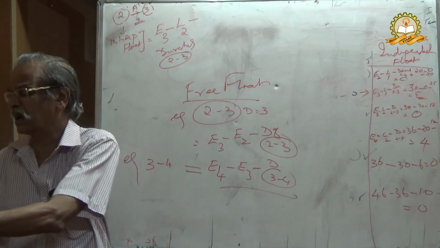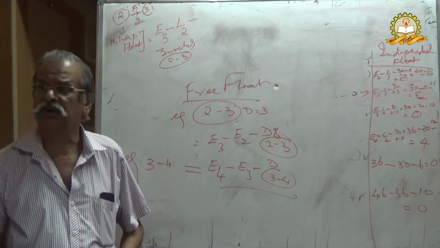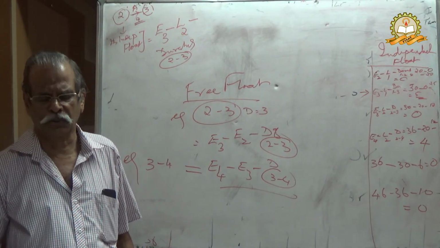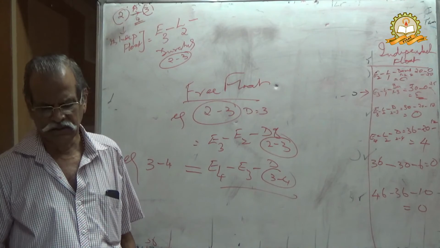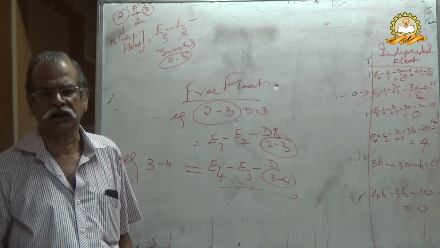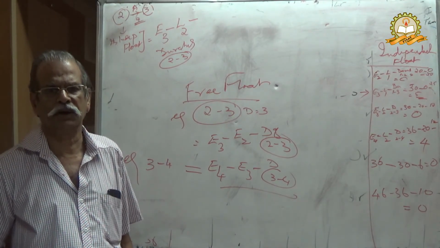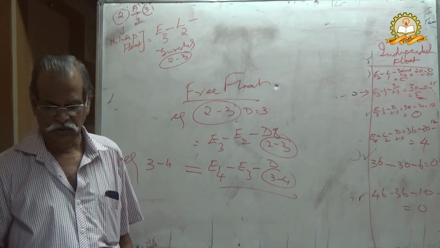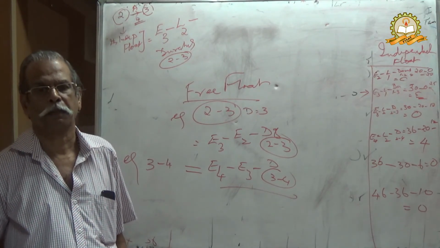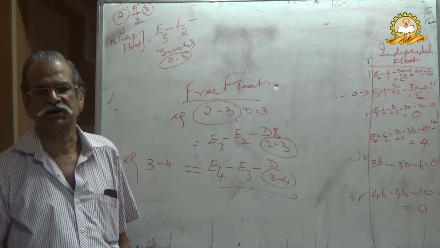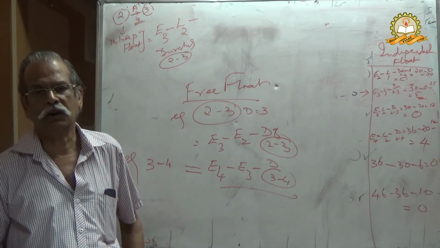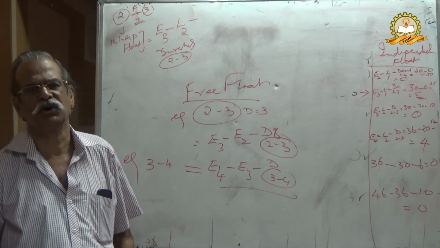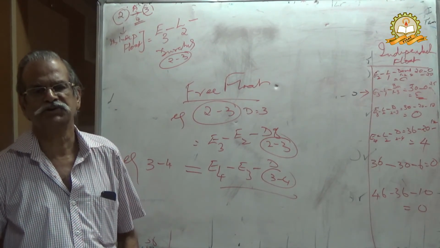Now the next class we will have the next chapter, program evaluation and review technique, which is called PERT. You can expect one question either from CPM or from PERT. Here you are using only one or two formulas and solving the question.